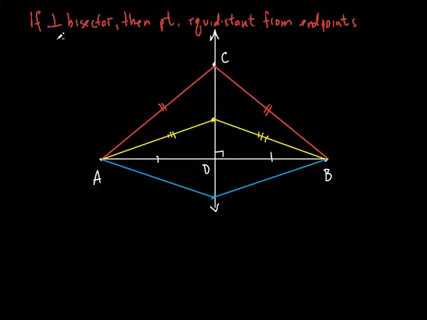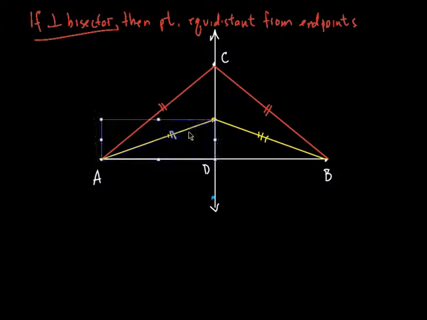So if you have a perpendicular bisector, then what's true? Then any point on that perpendicular bisector is equidistant from the endpoints of that segment. That's the if and the then. What do you think the converse of this would say? Well, not just perpendicular, a little bit more than that. It's a perpendicular bisector, exactly right.